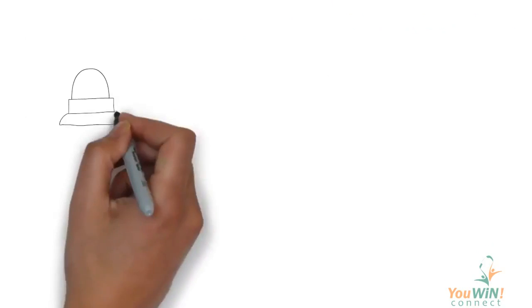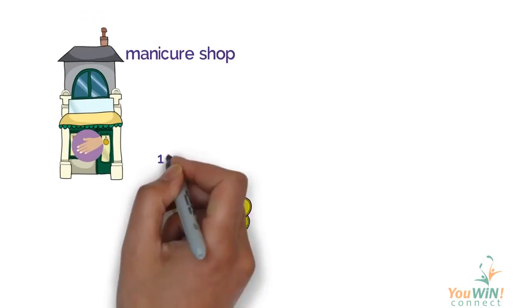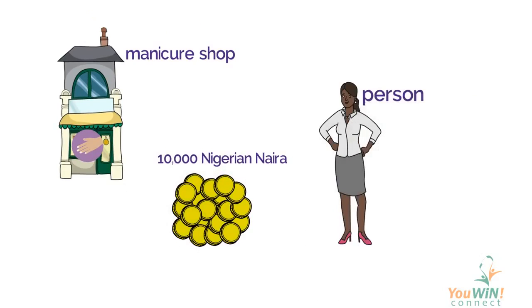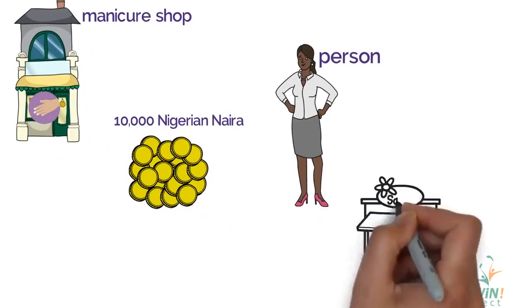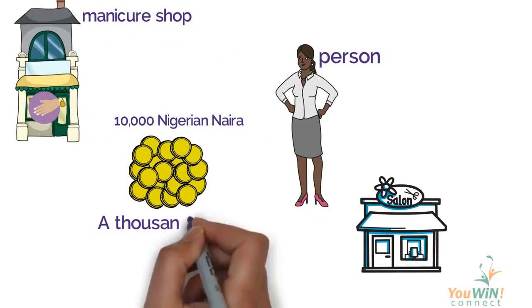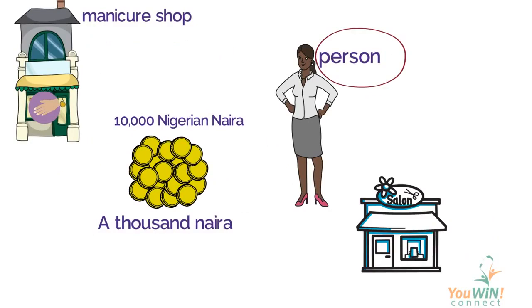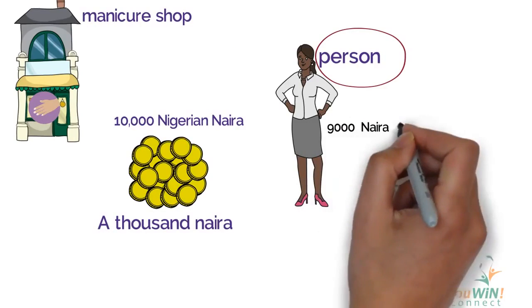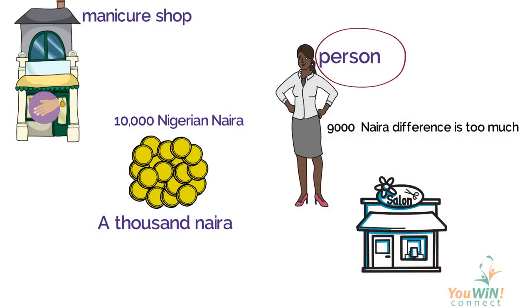So I'll give an example. A high-class manicure shop with stylish decoration, hair conditioning, convenience, and professional staff, the price is 10,000 naira per person. While at a popular hairdresser, the price is around 1,000 naira per person. Many customers believe that the 9,000 naira difference is too much because the final product is not that different.